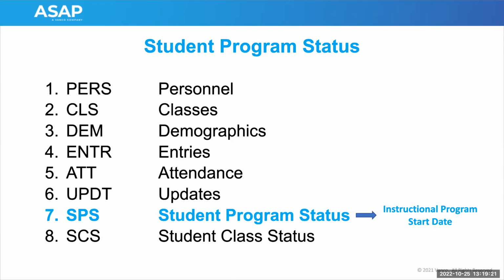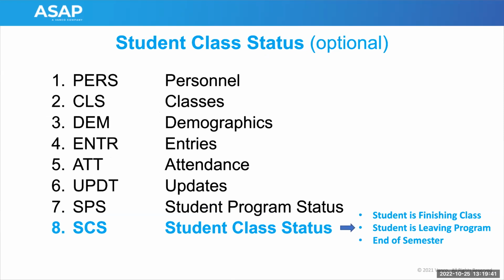All right, the next file after updates are kind of around the same time. I know some schools bring over updates and student program status around the same time. Literally, all it's really doing is bringing over the instructional program start date. So that's an important file. And then finally, the last one is the student class status. Some schools do this, some not, but it's allowing you to bring over students as a completer or if they've left. So when is it done? It's done at the end of a term or when the student has left or finished.